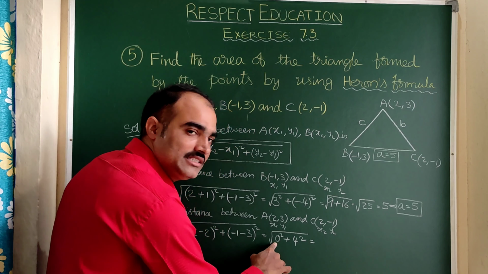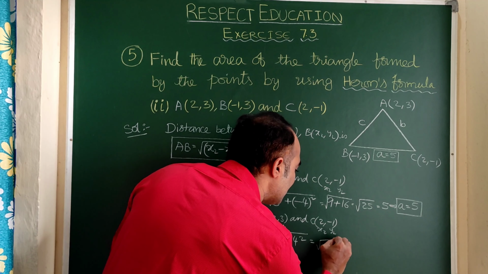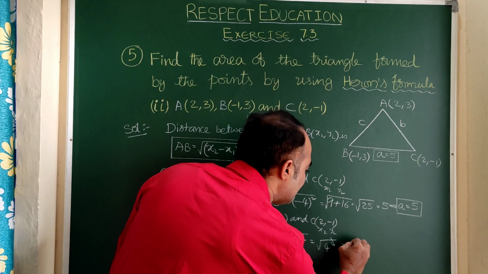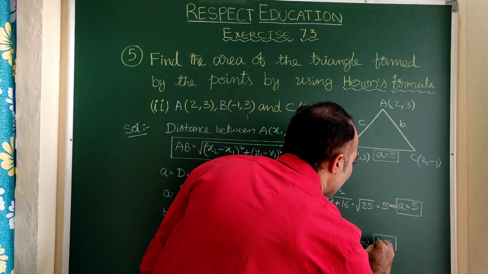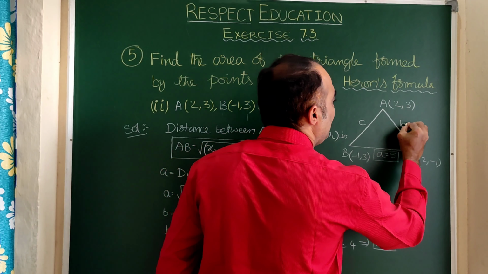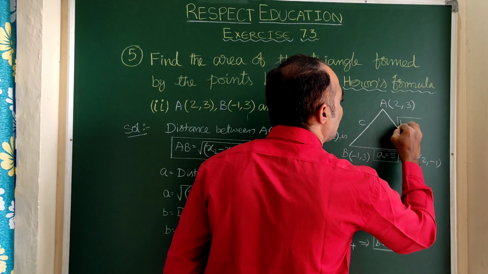So 0 square is 0. 0 plus 4 square is 4 square. 4 square under root, square and root get cancelled. This is 4. So here B is equal to 4. So here we got B value as 4.